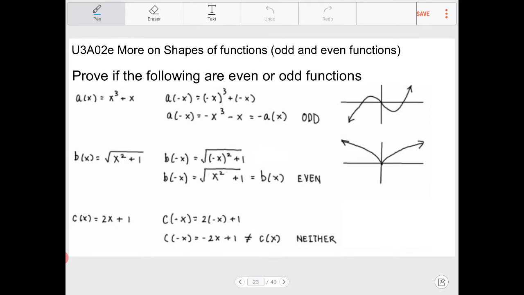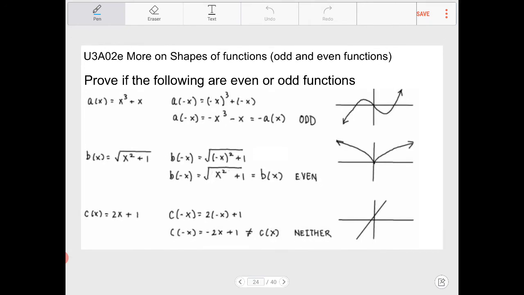And we all know how 2x plus 1 looks when graphed. It's just a straight line with a y-intercept of 1 and a slope of positive 2. So it looks something like that. And you can see there is no line symmetry and there is no point symmetry over the origin.